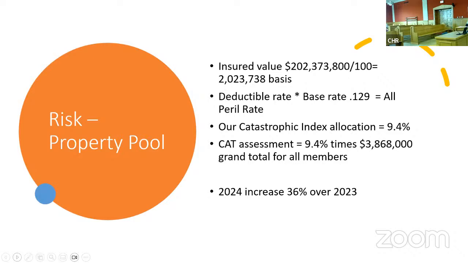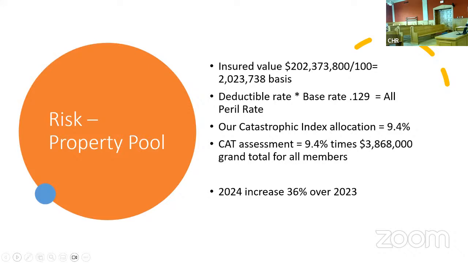And then they have another factor called a catastrophic index allocation. And they have a number that they're trying to target. For the total pool, it's about almost $4 million. And so we're at 9.4% on that catastrophic assessment. And so that makes up another component of how we're charged. So part of what we're charged is all peril, and then part of it is a catastrophic assessment.